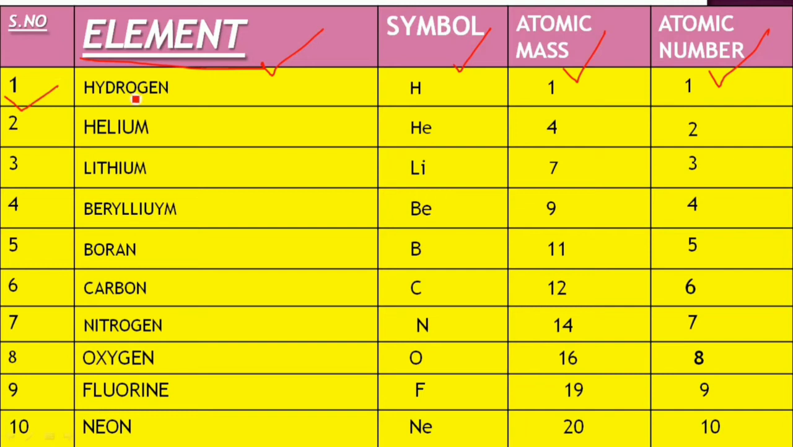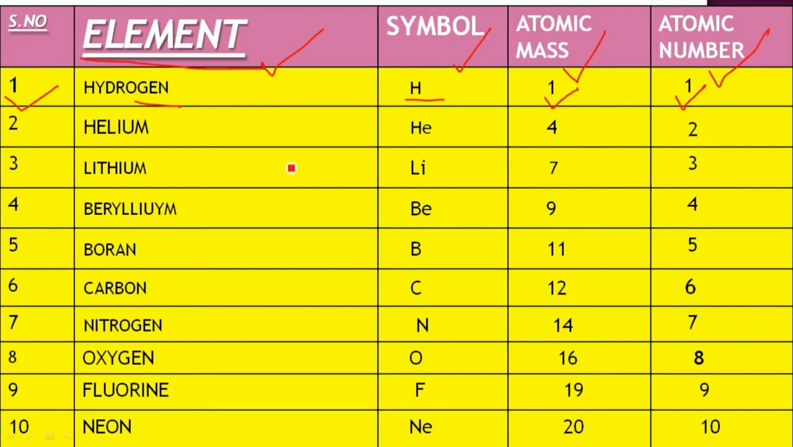Okay, the first one is hydrogen. Hydrogen is a gaseous element. Its symbol is H, its atomic mass is 1, and its atomic number is 1. That means the first element is hydrogen, its symbol is H, its atomic mass is 1, and its atomic number is also 1.